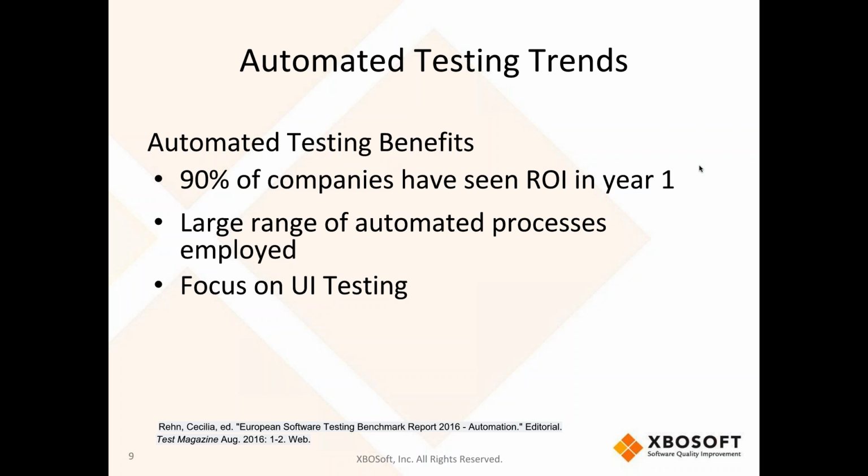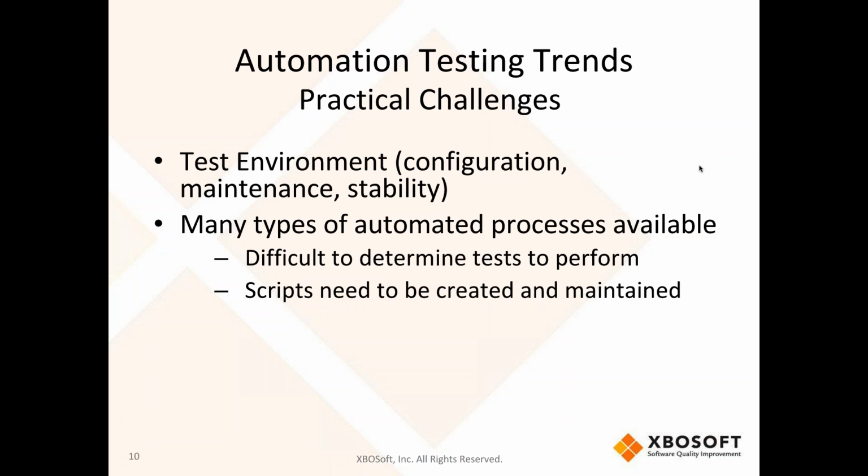And as the previous graph showed, there's a large range of different types of automated processes that are being employed. And as I stated before, there's that focus on the UI. Now there are practical challenges. Automated testing trends, practical challenges, you'll see that you need a good test environment. That includes configuration, maintenance, and it needs to be stable.